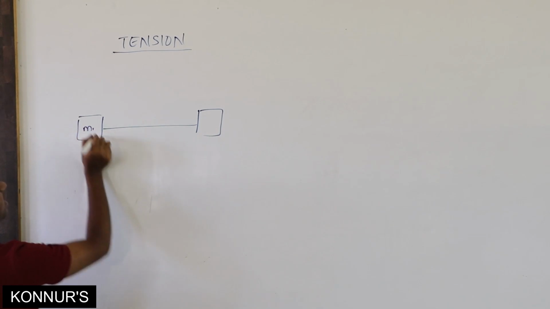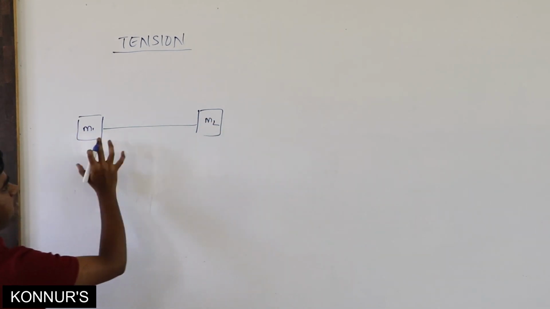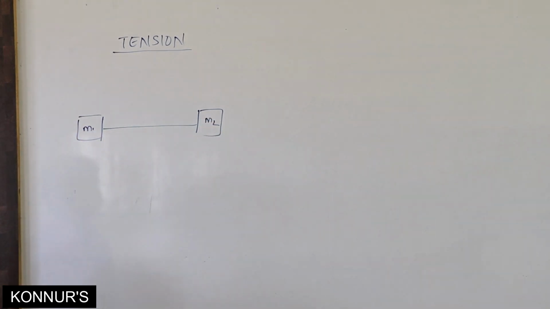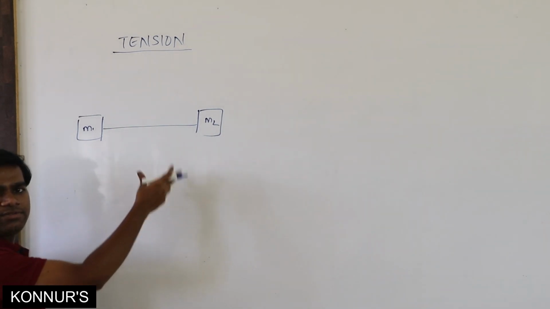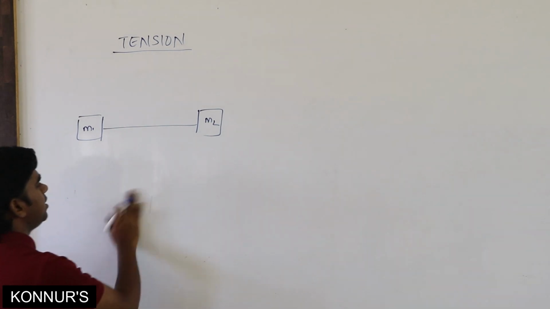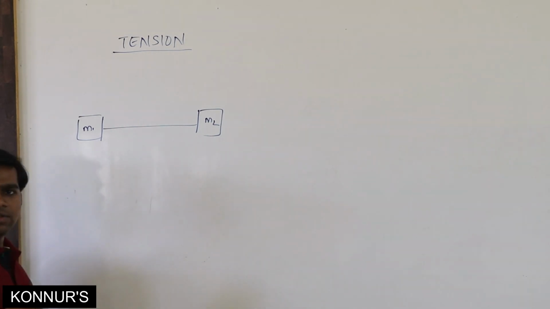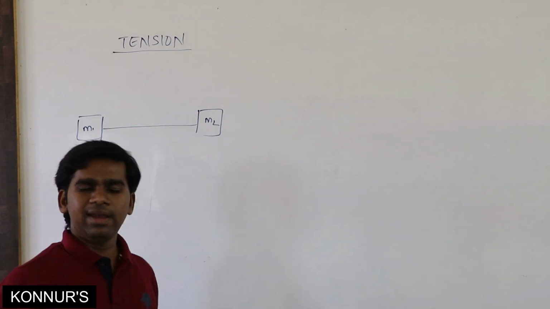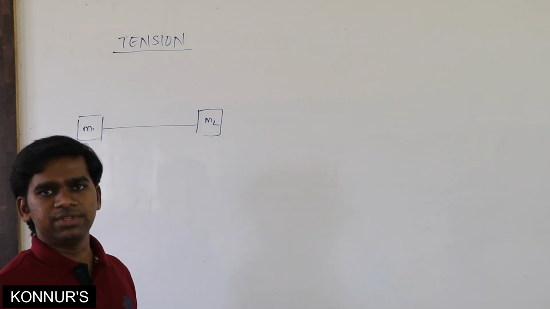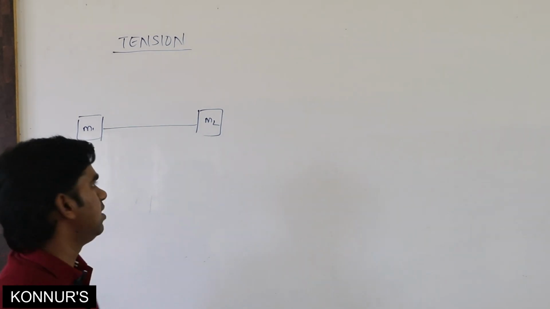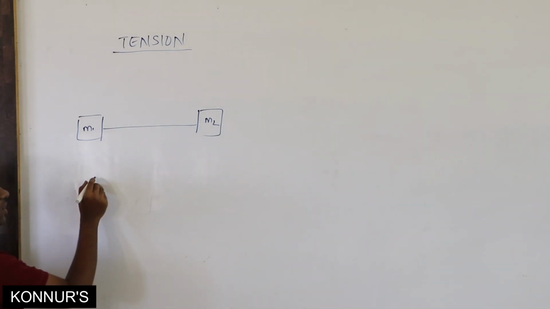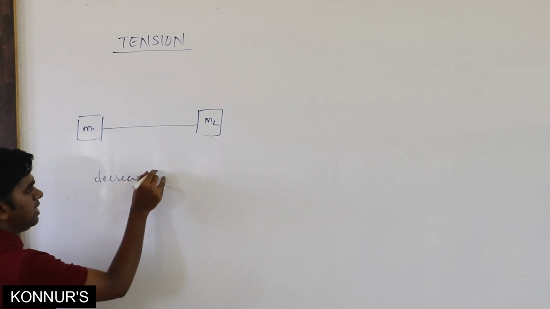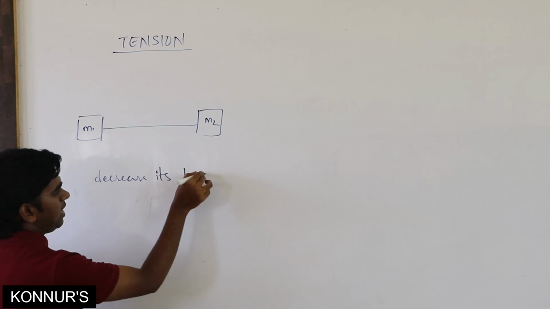Suppose two masses M1 and M2 are connected by a string, where tension is acting in this string. Tension is nothing but a kind of restoring force. Here, what the direction of tension should be is very important. To write the net force, we need the direction of the force and tension as well. What should be the direction of tension? The direction of tension is always such as to decrease its length.